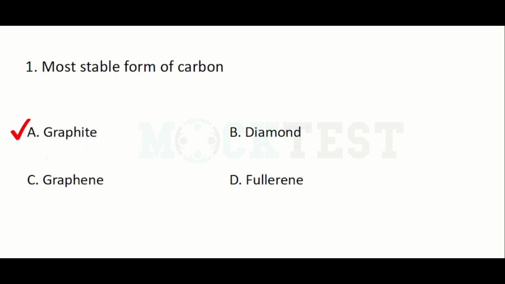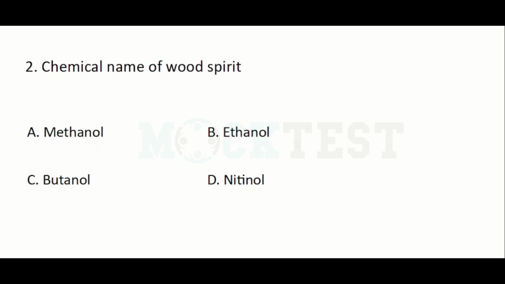Option A graphite. Most stable form of carbon is graphite. Chemical name of wood spirit. Option A methanol, option B ethanol, option C butanol, option D nitinol. Chemical name of wood spirit is option A methanol.